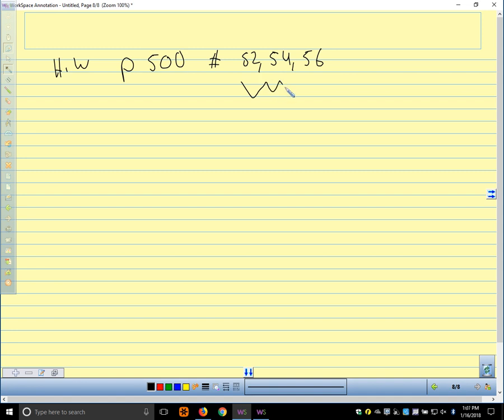All right, so the first three here are just looking for the form of the decomposition. And for these four, you're doing the whole process.